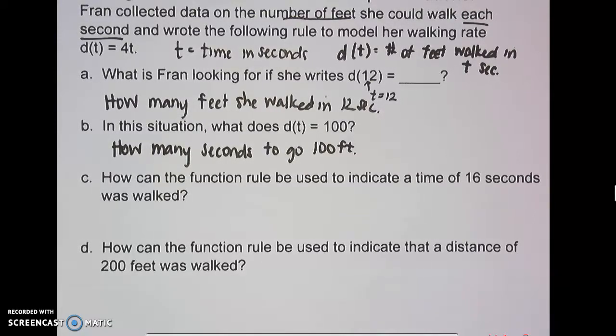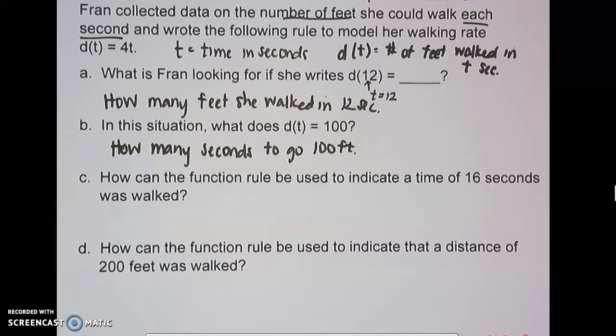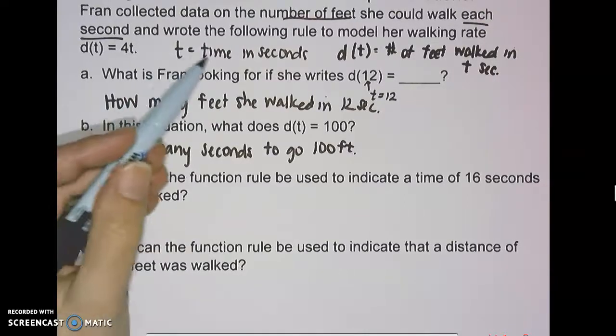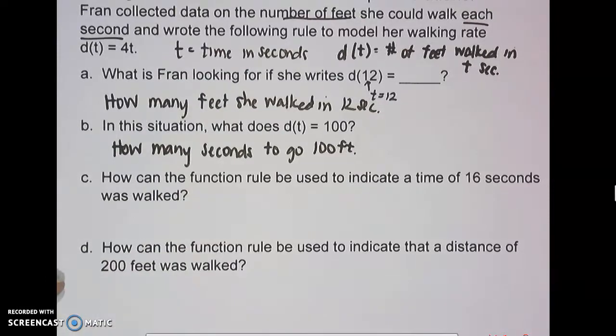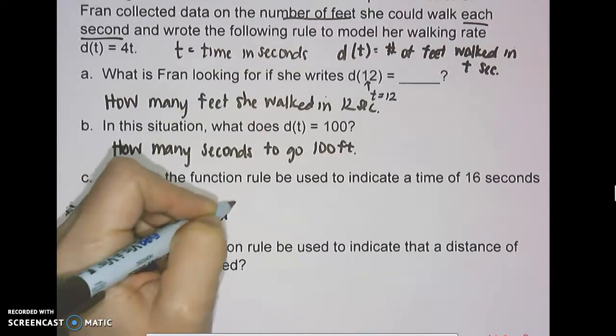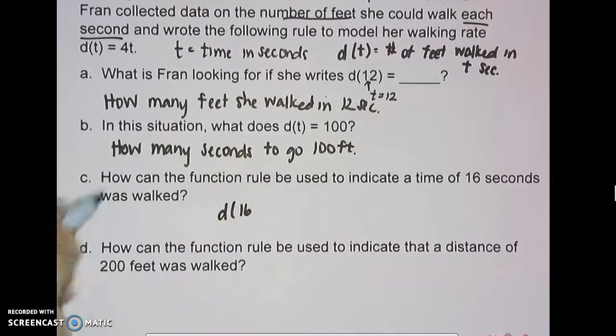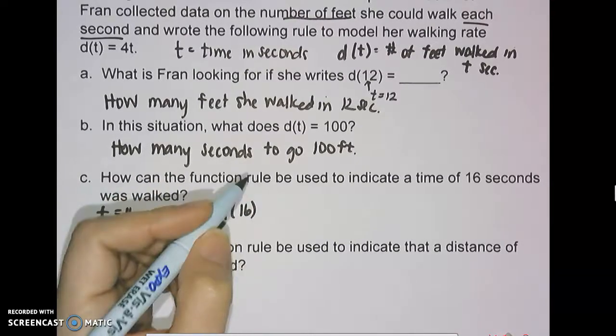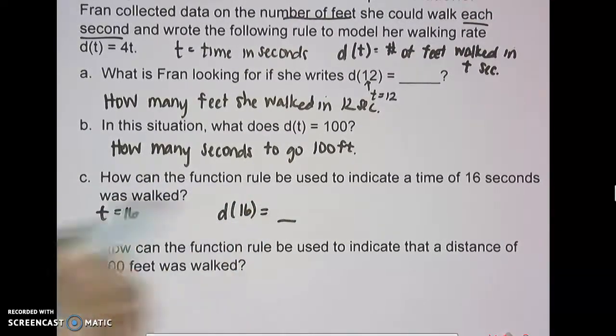All right, part C, we want to use the function rule. How can the function rule be used to indicate a time of 16 seconds was walked? So 16 seconds, is that our variable that we'd be plugging in, the input value, or is that the output? So input is in time, output is in terms of feet. So here we would say d of 16, since this is telling us that time was 16 seconds, t equals 16. So d of 16 equals some number or some equation there. Okay.